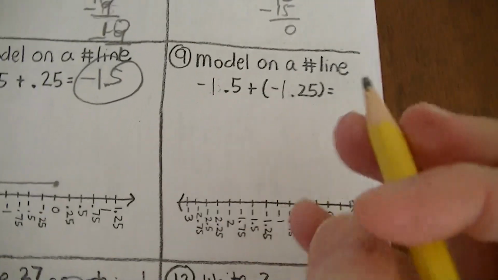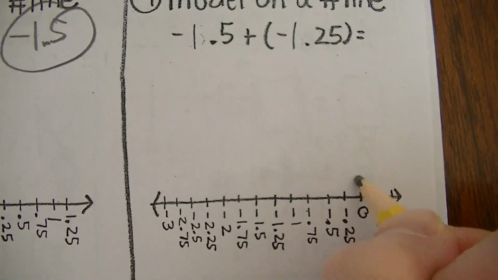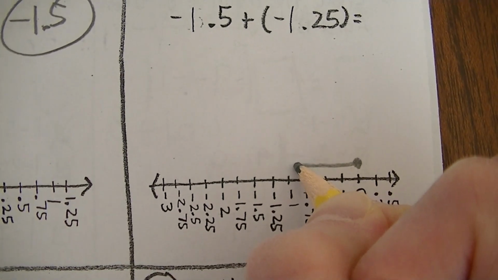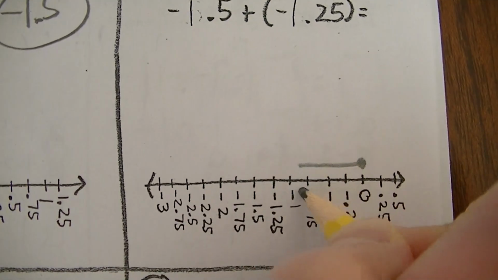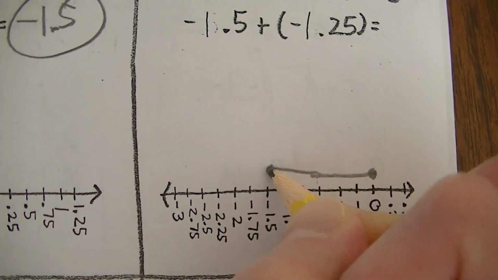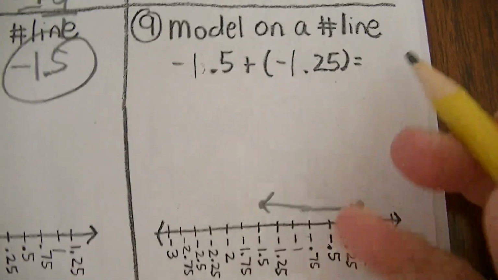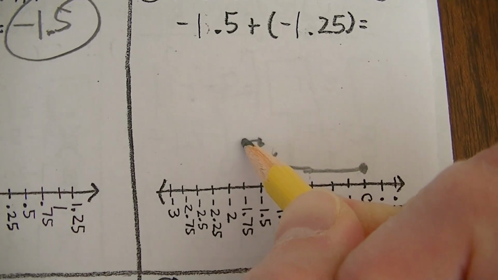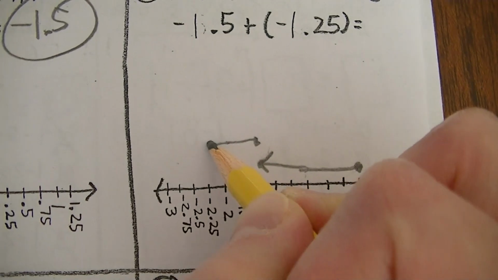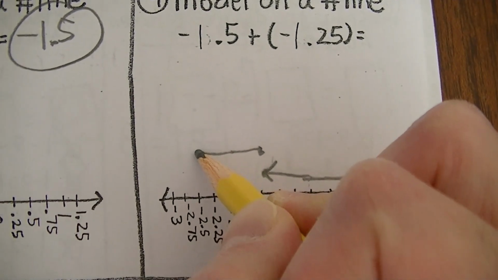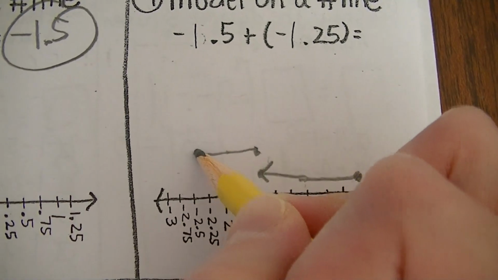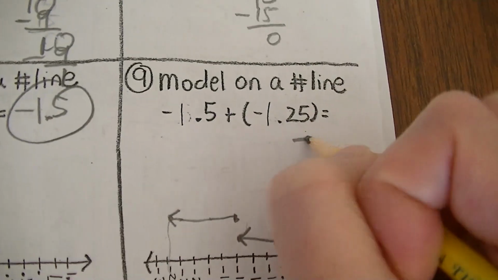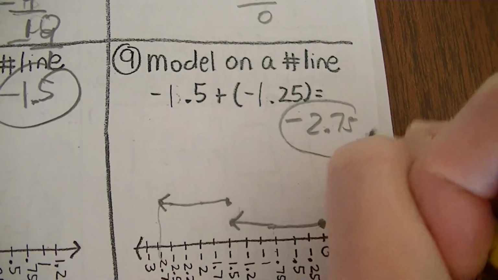Okay, model on a number line. Go to the left. I can't find it, hold on. There we go. And then we go further to the left, 1 and 25/100ths more. 25/100ths, 50/100ths, 75/100ths, 1 whole. And then 25/100ths more. Right there. So it's going to be negative 2 and 75/100ths.